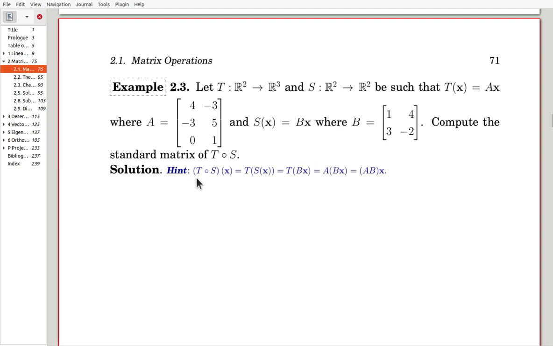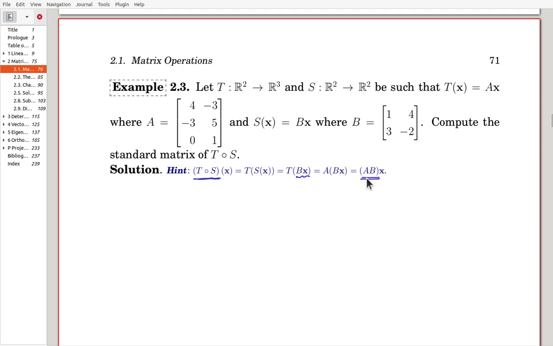Okay. From the definition, T composition S of X is the same as S of X and later T applied, but S of X is now B of X. Now T of X is A multiplication, so we multiply by A. So we can rewrite it in this way, and the composition action on X is the same as AB multiplication on X, so the standard matrix for the composition must be A times B.